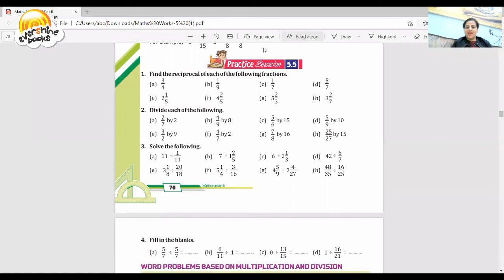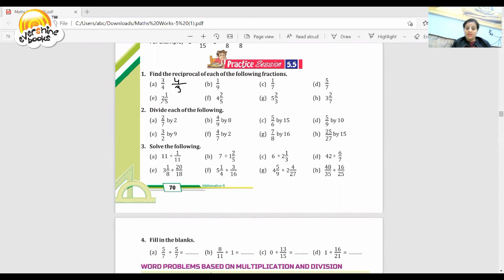So students, we have come to our exercise number 5.5. In that, find the reciprocal. Reciprocal means ulta pulta. You have to write the numerator as denominator and denominator as numerator. 4 is coming down, so we will write 4 up and 3 down. 1 upon 9 is 9 upon 1. 7 upon 5.